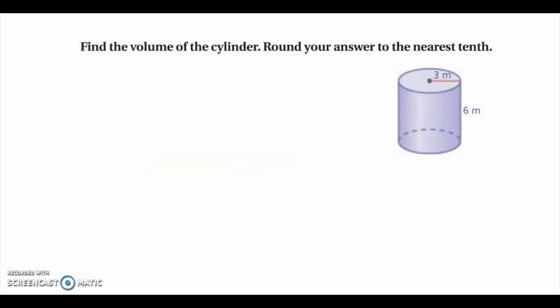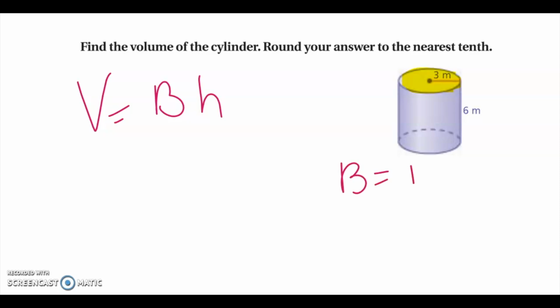So again, the first thing we want to do when we're looking at our cylinder is identify the base. And in a cylinder, our base shape is a circle. So the first thing that we're going to do is find the area of the base and then multiply it by the height. Now, because the base is a circle, we're going to use that formula, pi r squared. So we know that for pi, we're using 3.14.